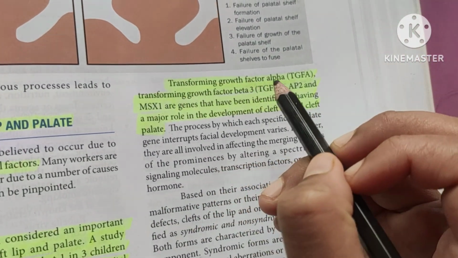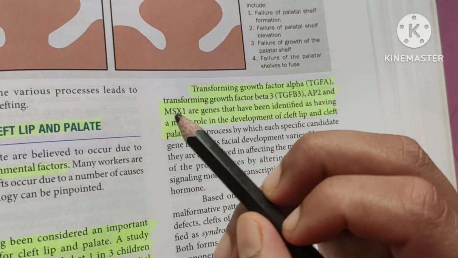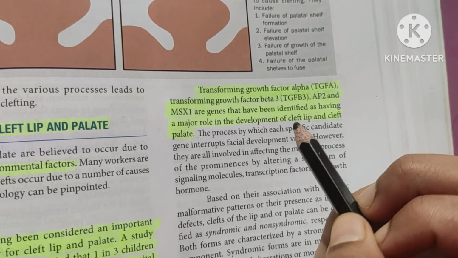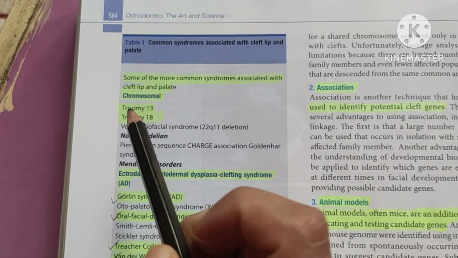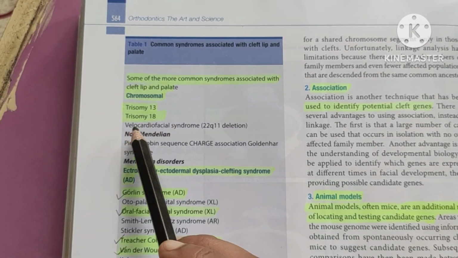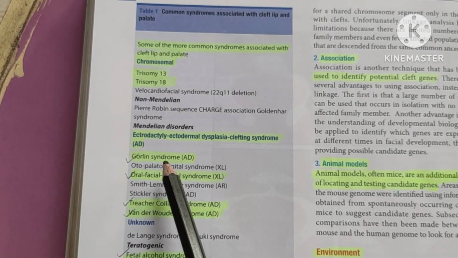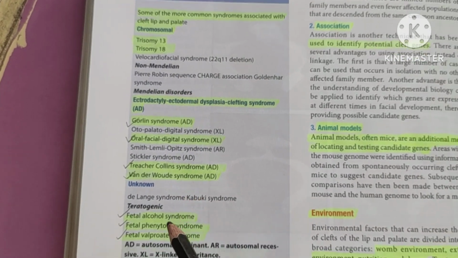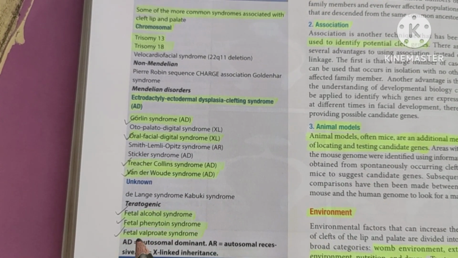Transforming growth factor alpha TGFA, transforming growth factor beta 3 TGFB3, AP2 and MSX1 are the genes that have been identified as having a major role in the development of cleft lip and palate. Some of the syndromes associated with cleft lip and palate are trisomy 13, trisomy 18, cardiofacial syndrome, Gorlin syndrome, orofacial digital syndrome, Treacher-Collins syndrome, van der Woude syndrome, fetal alcohol syndrome, fetal phenytoin syndrome, fetal valproate syndrome.